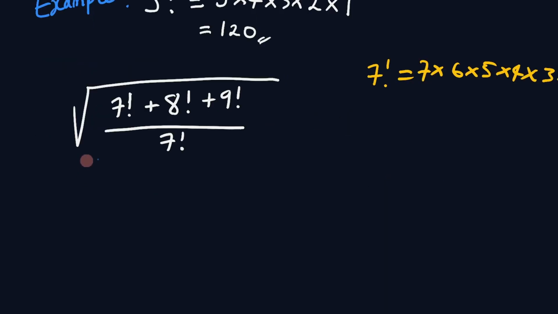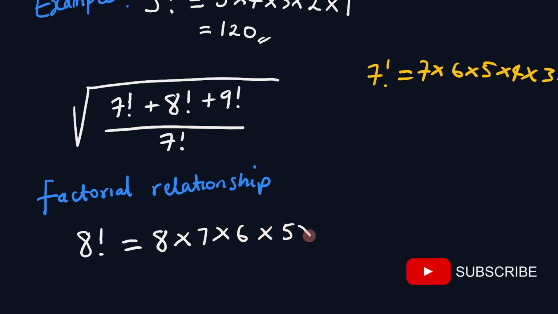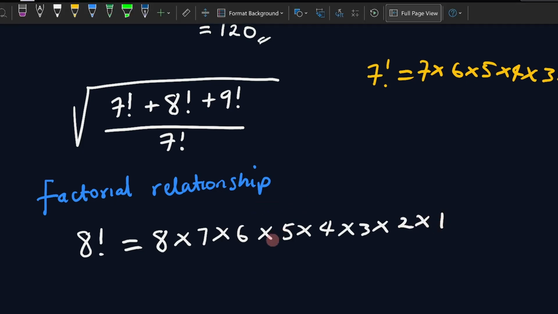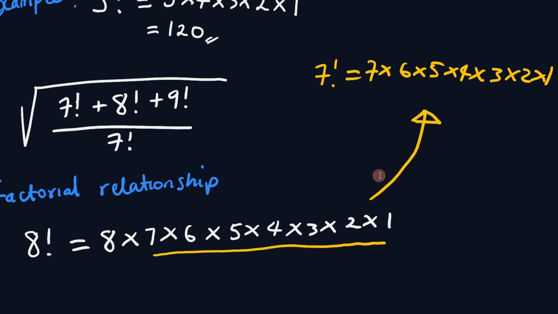This will be wrong. The best way we can solve this question is to use what we can call the factorial relationship. If we look closely, we see that we can get 7 factorial in each of these terms in the numerator. So let's factor out 7 factorial from them. We know that 8 factorial is 8 multiplied by 7 multiplied by 6 multiplied by 5 multiplied by 4 multiplied by 3 multiplied by 2 multiplied by 1. If we look closely, we can see that from here is our 7 factorial, just the same thing we did here.